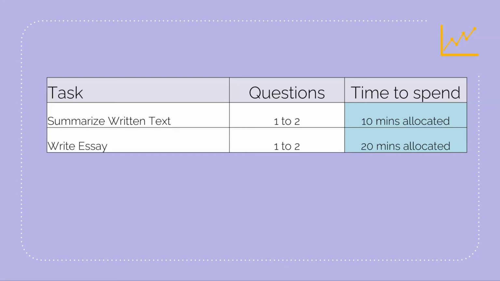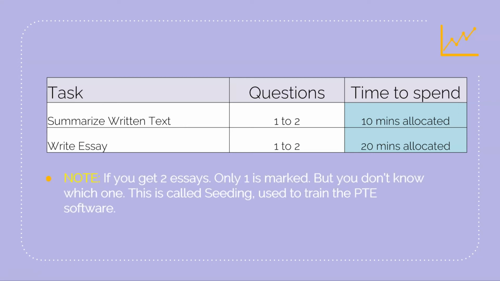And for each write essay question, you get 20 minutes. If by chance you get 2 essays in the exam, which is quite rare, you still need to attempt both the essays, but only one of them will be marked, and the other one will be used to train the PTE software. This is called seeding, but you don't know which question will be marked and which one will be used for the training. So give your best shot to both the essays.